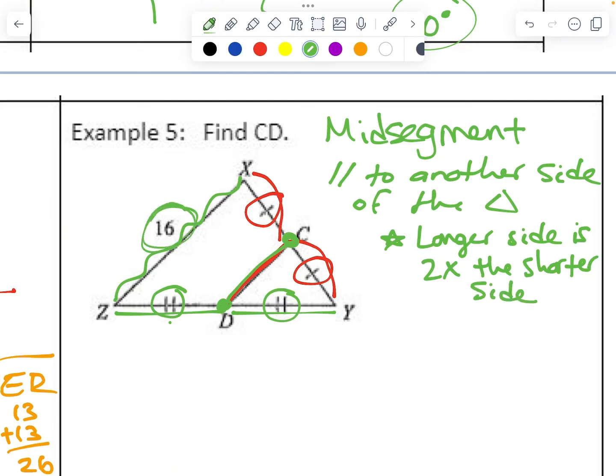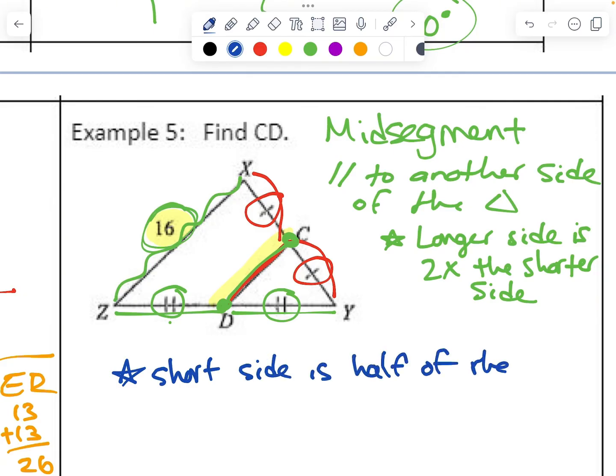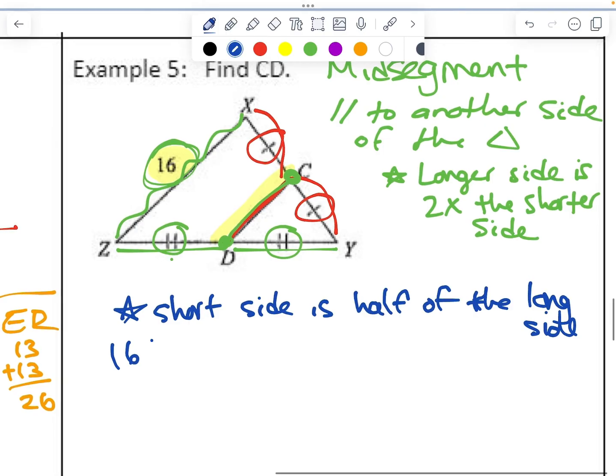So this side is double, 16 is double the mid-segment. So in order to find what the mid-segment is, we can cut it in half. So another way to think about that is the short side is half of the long side. So 16, and I'm going to write it like this, divided by 2 is going to be 8. So let's check out our rules. Let's see that. CD is 8.